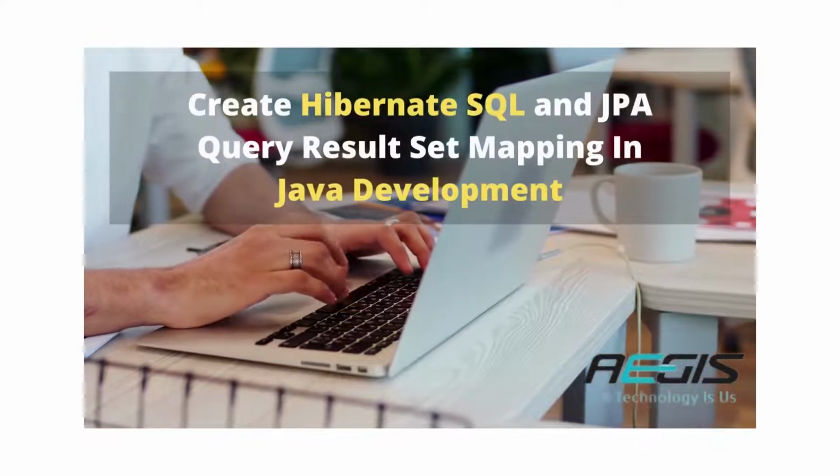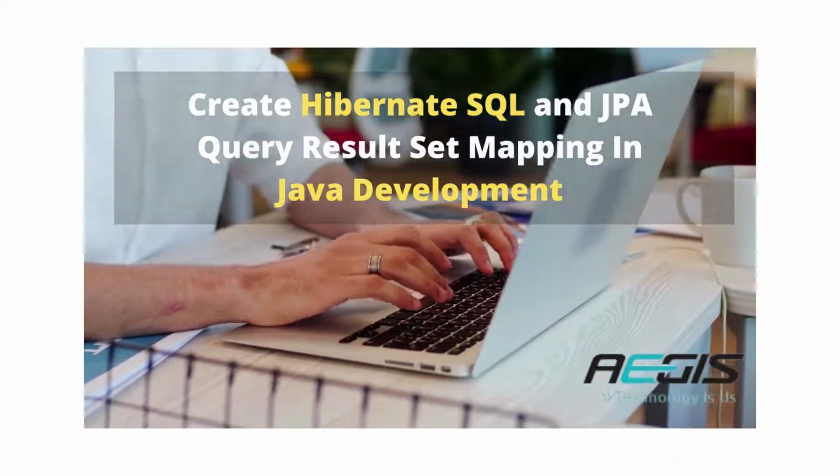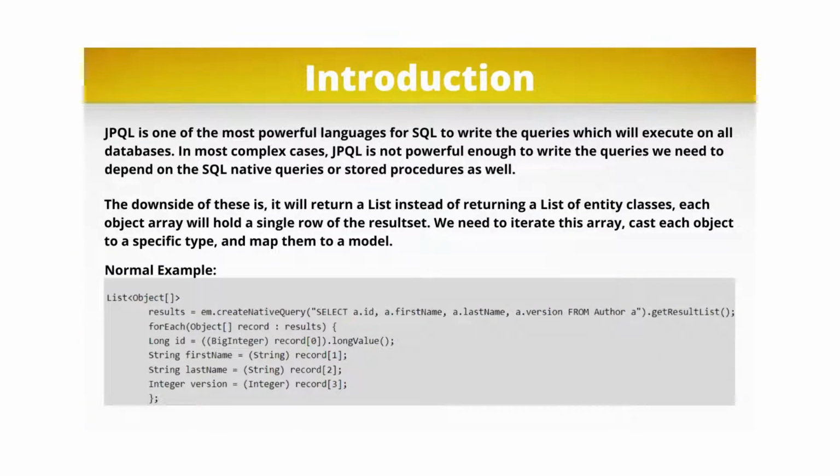Create Hibernate SQL and JPA query result set mapping in Java development. Introduction. JPQL is one of the most powerful languages for SQL to write queries which will execute on all databases. In most complex cases, JPQL is not powerful enough to write the queries we need, so we depend on SQL native queries or stored procedures as well.